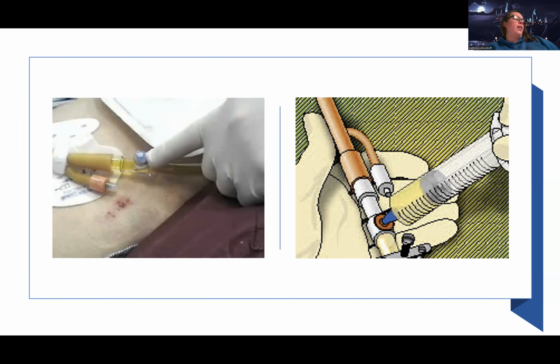Or if they're going to do a clean catch specimen, which probably most patients that you take care of will be doing, what we want to do is have the patient wipe first, start peeing, but don't pee in the cup. Pee a little bit, and then put the cup under, because usually that first little bit of urine can be contaminated with some bacteria, and we don't want a false positive.